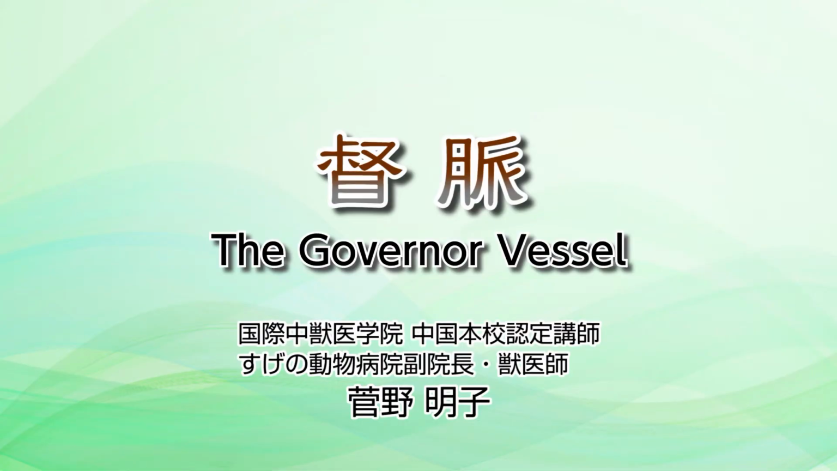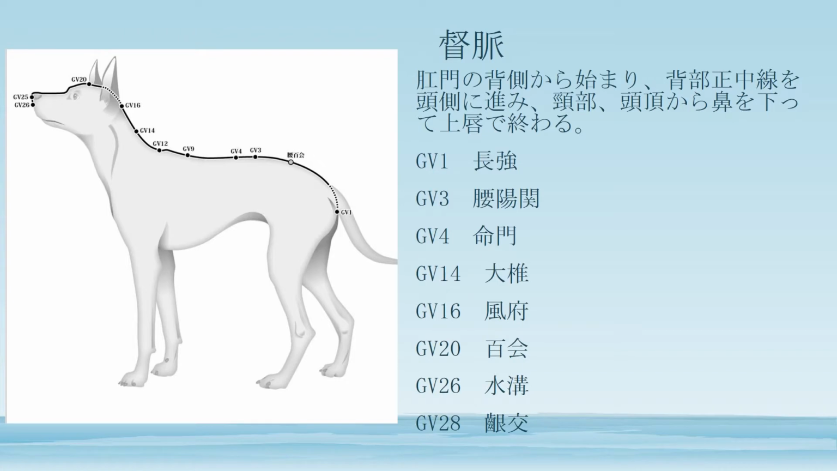The governor vessel. The governor vessel starts from above the anus and then goes all the way up on the dorsal midline. It goes up the neck and to the top of the head and then down the nose and ends at the upper lip.